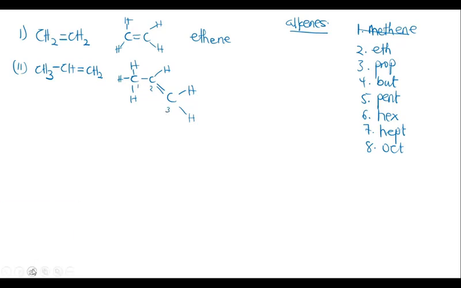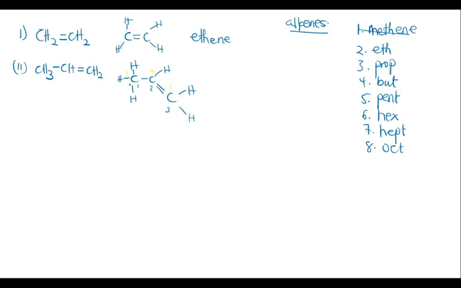Or someone can count in the opposite direction: carbon 1, carbon 2, carbon 3. Let me use my first color. So if this is our compound, we have the double bond over here.